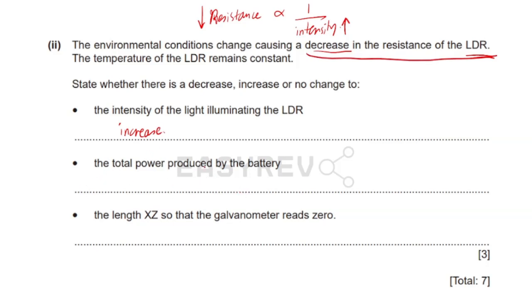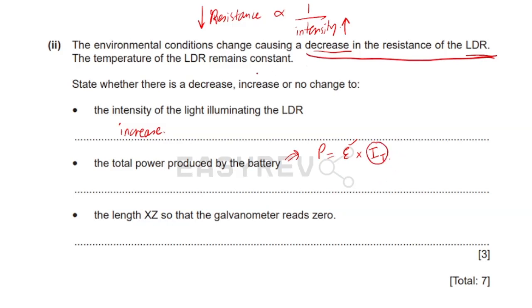Now let's look at the next part, the total power produced by the battery. We recall the formula for the total power produced by the battery: the EMF of the battery times the total current supplied by the battery to the entire circuit, right? Now we remind ourselves that in this situation, nothing is really changing in the battery, so we don't really expect the EMF to change. So then the question is, does the total current change?